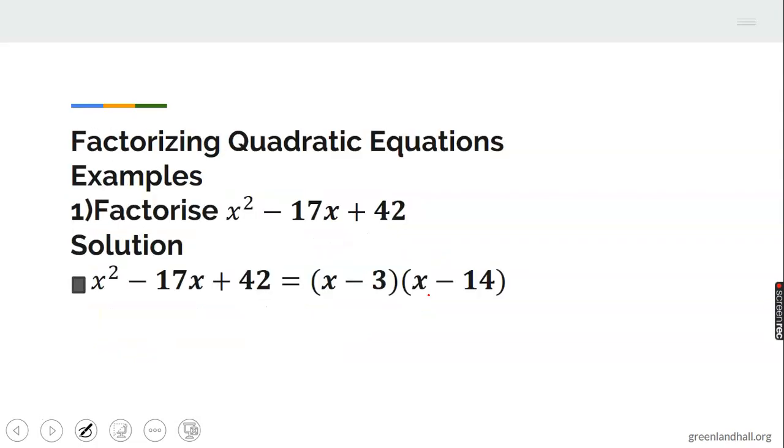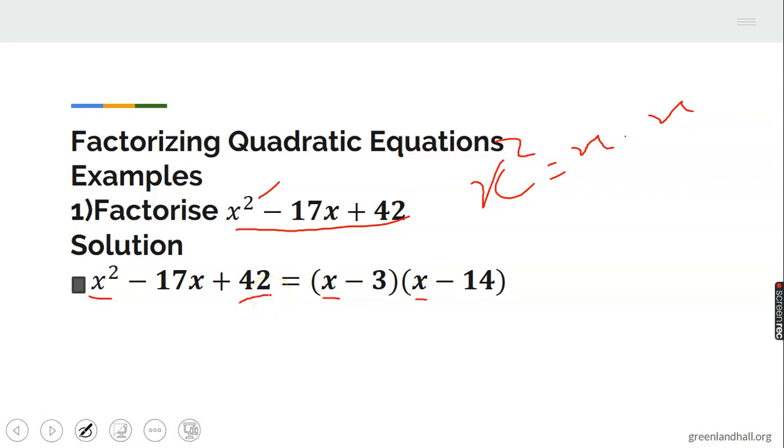Now this is the first one. Whenever you want to factorize, it's a quadratic because the highest power of the unknown is 2. In order for you to factorize it, you open up two brackets this way. You look for the factors of the first term. It's x times x, because x squared equals x times x. So you put one x here and the other x there.